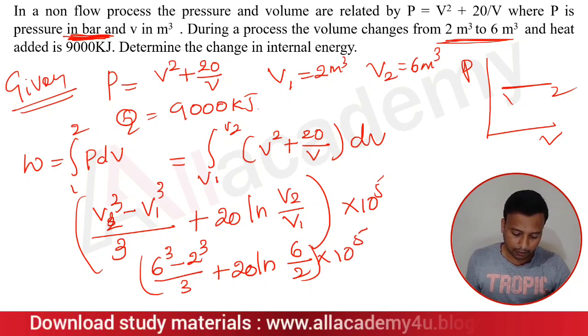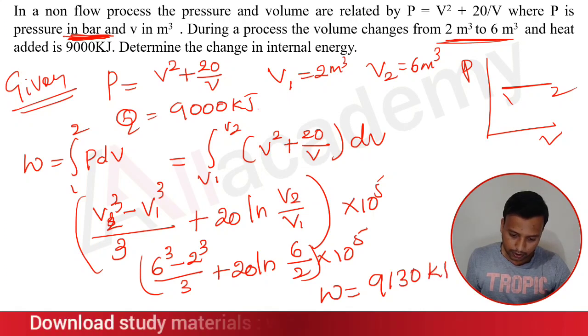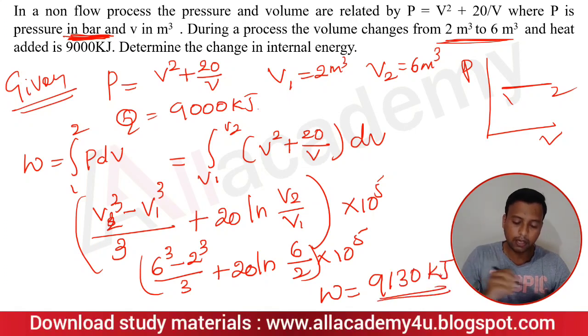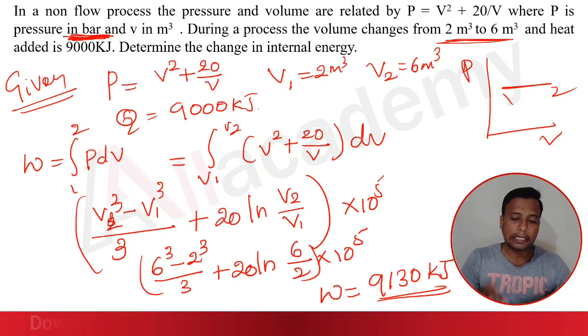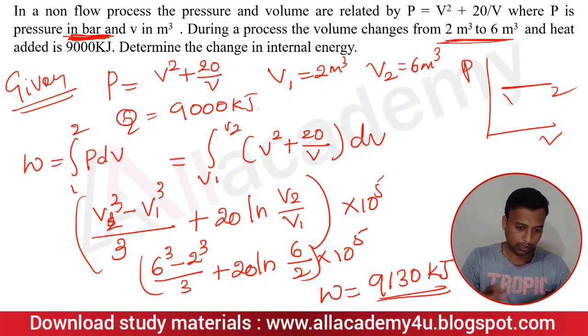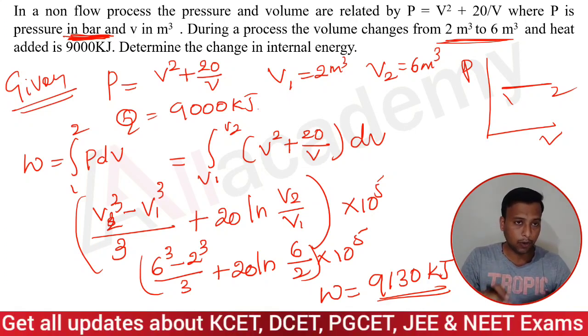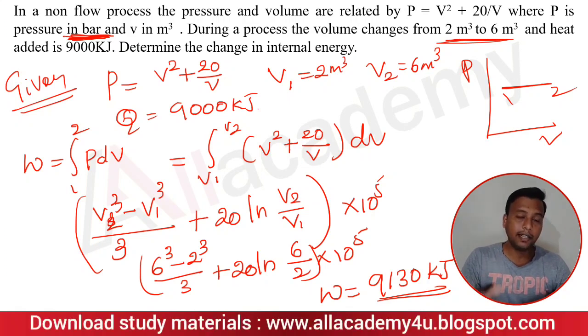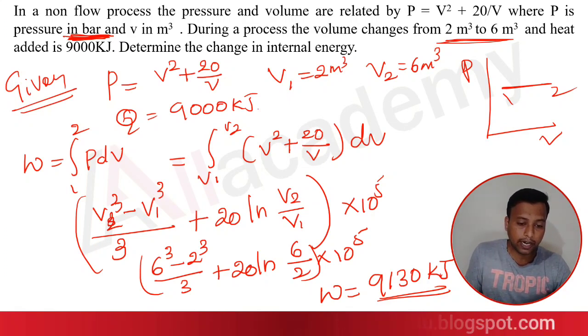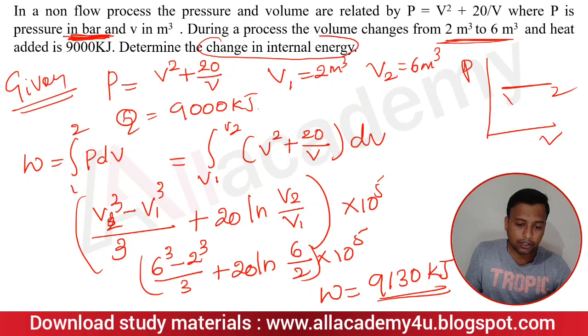If you simplify this, you will get the work done as 9130 kilojoules. So 9130 kilojoules of work is done during this process. Now this is not the complete problem. First we have identified the work done, but what have we been asked to identify? We have been asked to identify the change in the internal energy.